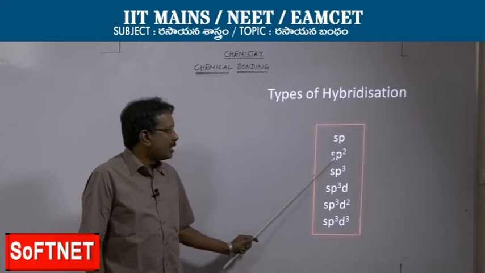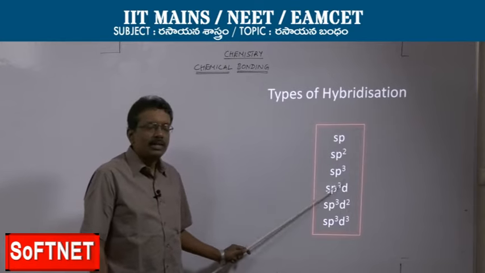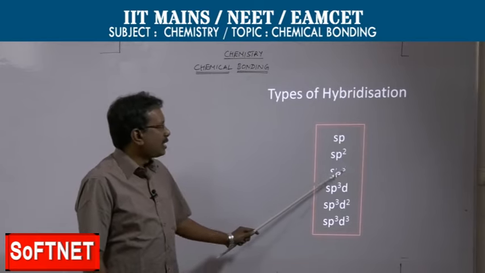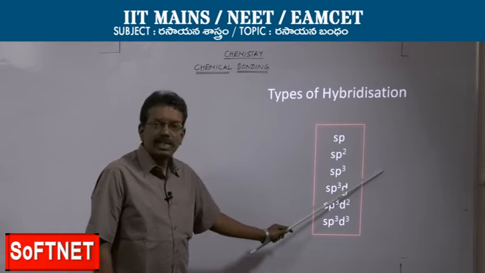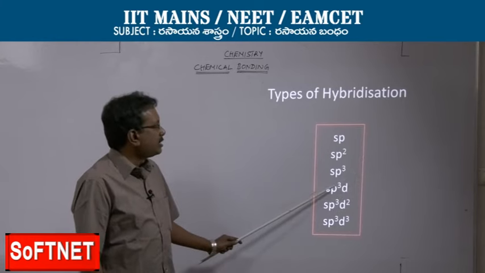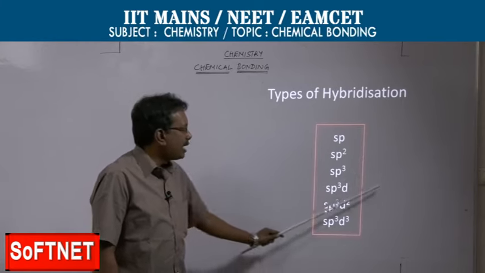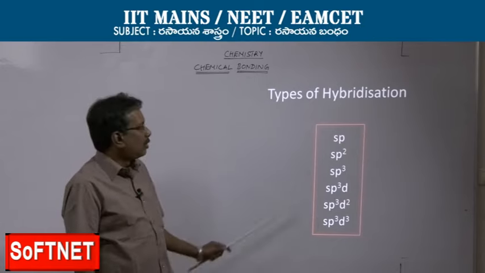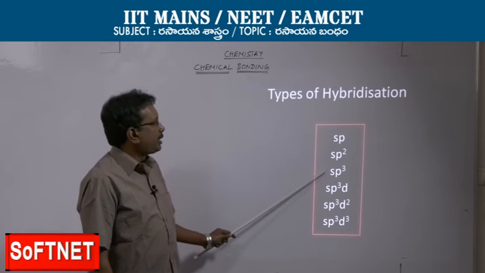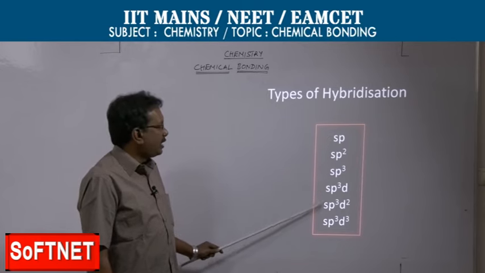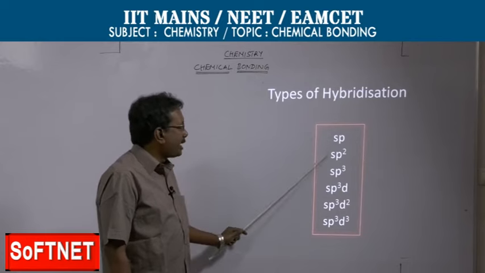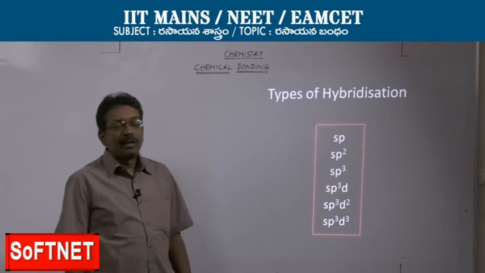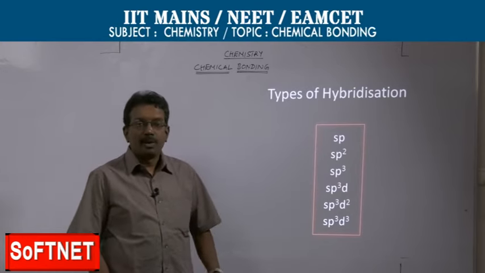Mixing of one s orbital and 2 p orbitals forms 3 sp2 hybrid orbitals. Like that, intermixing of one s orbital and 3 p orbitals leads to 4 sp3 hybrid orbitals, and 1 s, 3 p and 1 d gives 5 hybrid orbitals, here 6 hybrid orbitals, here 7 hybrid orbitals. So sp, sp2, sp3 and sp3d, sp3d2, and depending on this we are getting shapes for the molecule also. In the salient features of hybridization we have an important conclusion, one important point is there.